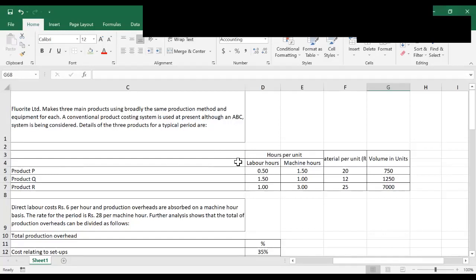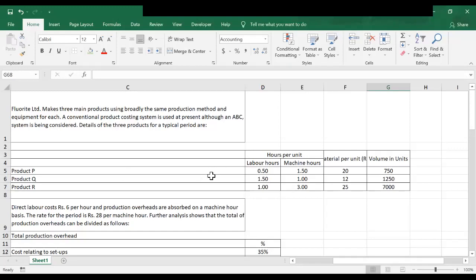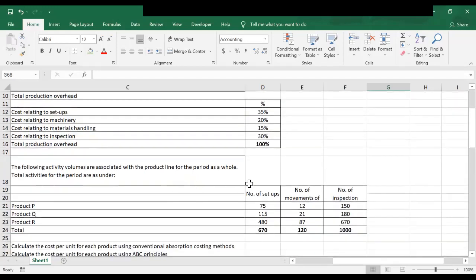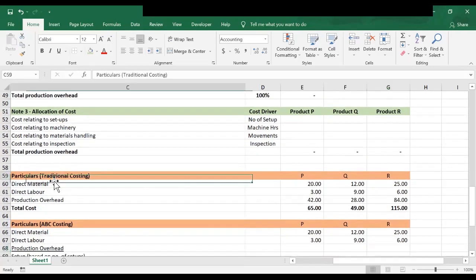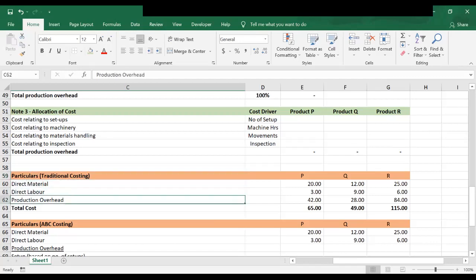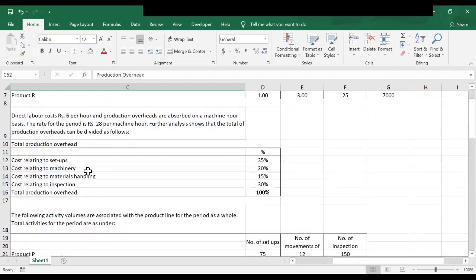Here, I hope everyone has read the case and they know what the production overheads are. Okay, so I'll just quickly get started. Firstly, let's do the traditional costing. Traditional costing has direct material, direct labor, and production overhead. If you read this part, you can see that direct labor costs 6 per hour and production overhead is absorbed on machine hour basis, and the rate for the period is 28 per machine hour.